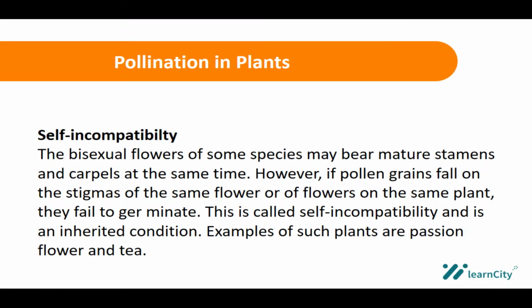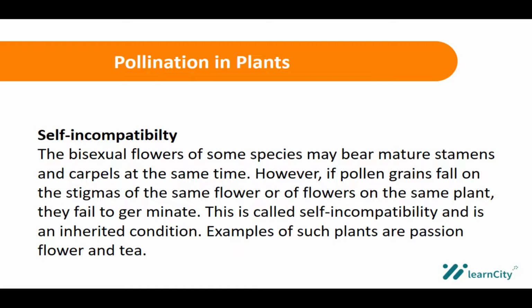Now let's talk about self-incompatibility also. That's the last feature of flowers that favor cross-pollination. Self-incompatibility. Now, the bisexual flowers of some plants or some species may bear mature stamens and carpels at the same time. We mentioned when we were talking about dichogamy that most of the time the stamens and carpels do not mature at the same time. But they can mature at the same time also.